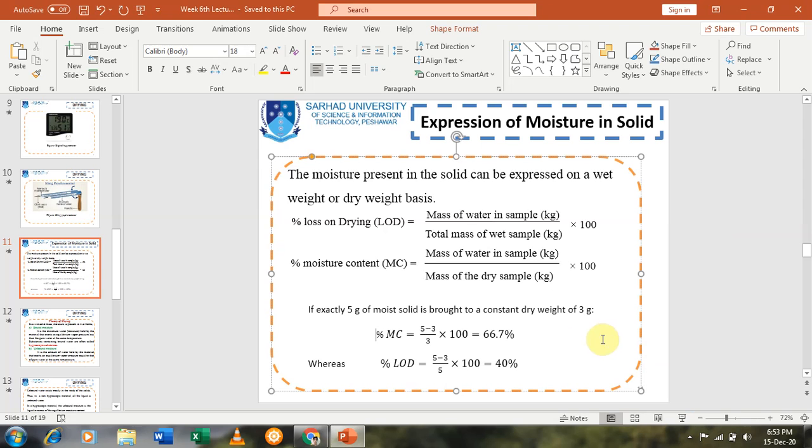You can see the percent moisture content and the percent LOD corrected formulas that we are going to express as percent MC and percent LOD respectively, in order to get the final answer as a percentage. That's why I have put the percent with the moisture content and the percentage with the LOD.